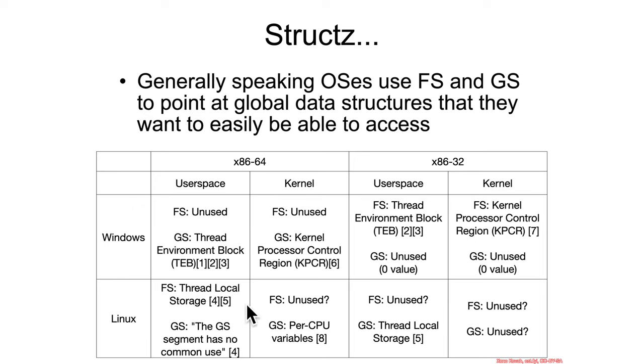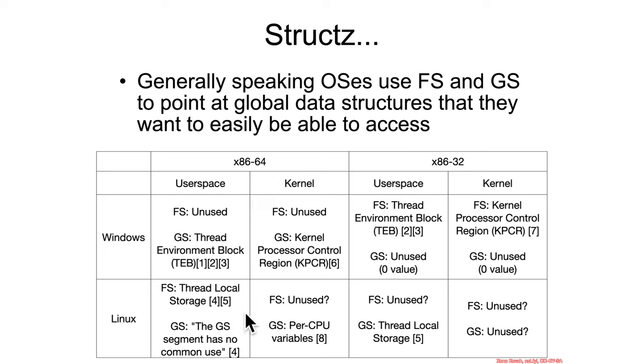Now for Linux, I know that a lot less well, but from the citations that I've been able to find, on 32-bit systems, GS was used for thread local storage, very similar to how FS was used for thread information on Windows. And I couldn't find any good references about these. So if anyone has any good references for how those are used, please send them my way.